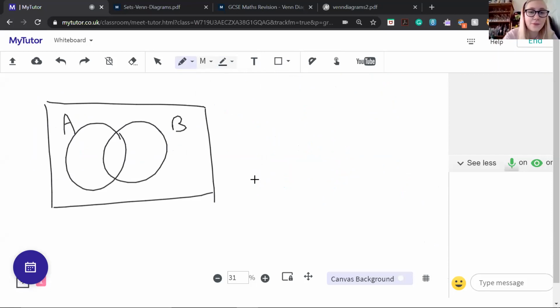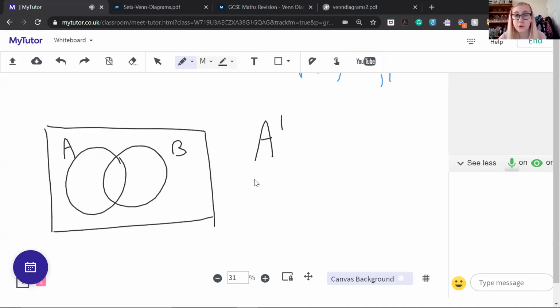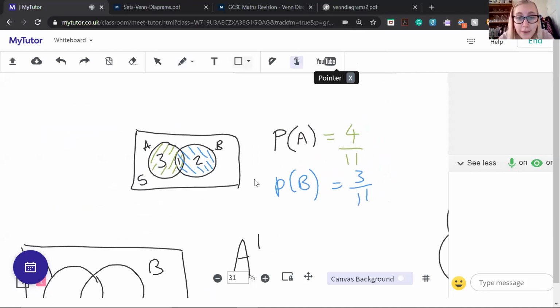Let's draw this out again, probability of not A. In fact, I'm going to stop writing probability for now. I'm just going to write what the things are, and then probability will come later. So not A. When you put a little dash by it, we either call this A prime or A dash. What it means is not A. And now the probability of A and the probability of not A do have to add up to 1. So if we look here, our probability of A was 4/11. The probability of not being A is everything outside of this circle, so 7/11.